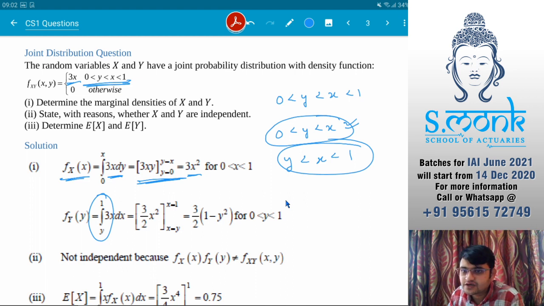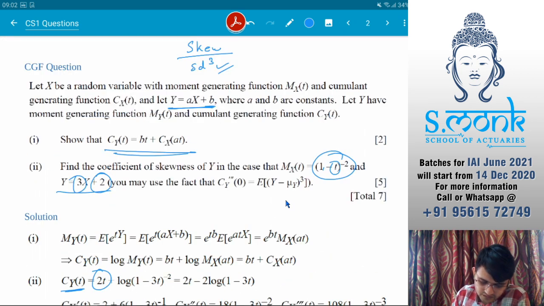You're asking what is the general formula to find coefficient of skewness. This is the general formula to find coefficient of skewness: skewness upon standard deviation cube.